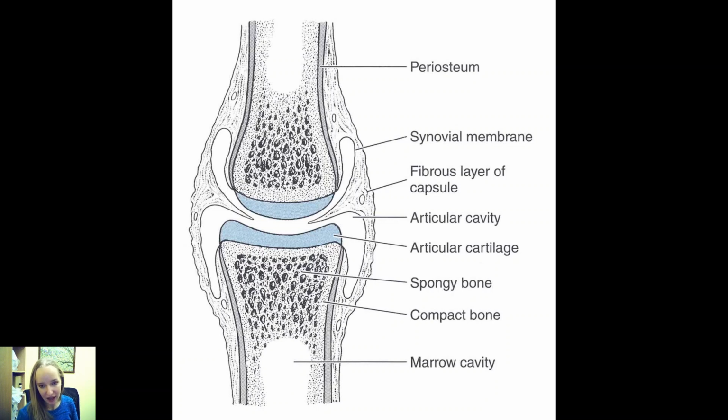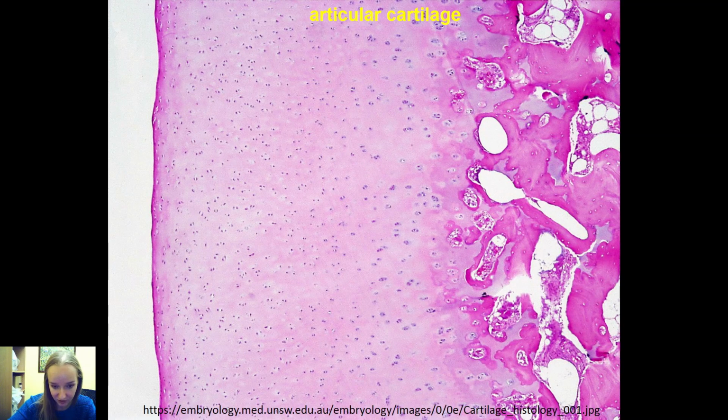But we have this fibrous layer of capsule around, and we also have something strange here, and that is the synovial membrane. The synovial membrane is made of cells which produce this synovial fluid. And from this fluid, the hyaline cartilage can be nourished by the process of diffusion right here. So this membrane is very important.